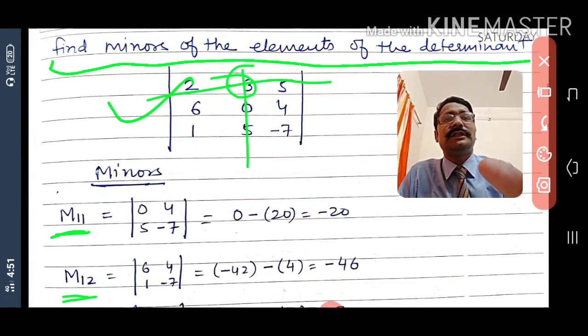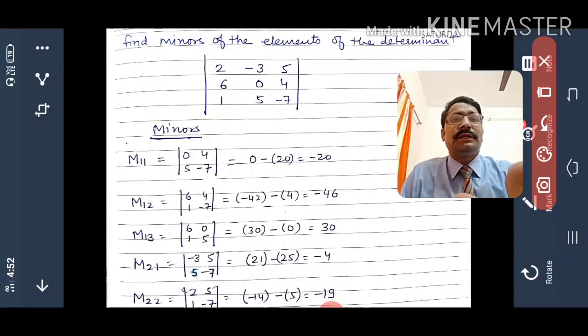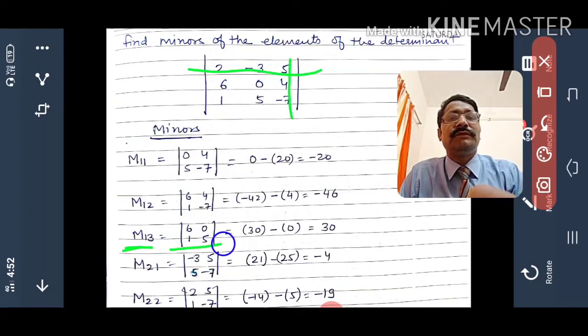So you will not take these elements. Remaining we have 1, 6 and 4, minus 7. So this also you cross multiply, you will get your answer minus 46. We find here M13. M13 means first row, third column element. So this first row and third column will not take. We will get this new determinant, and that you cross multiply, you get 30 minus 0, that is 30.